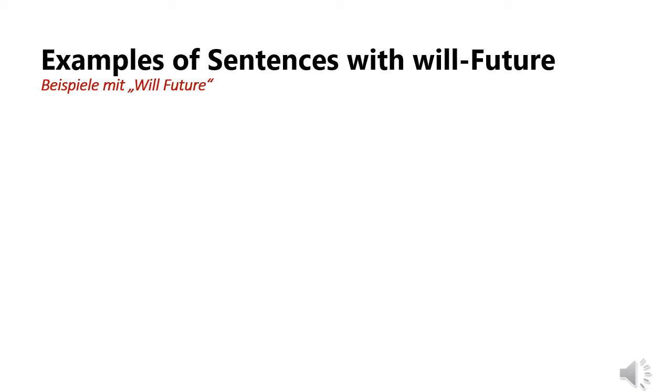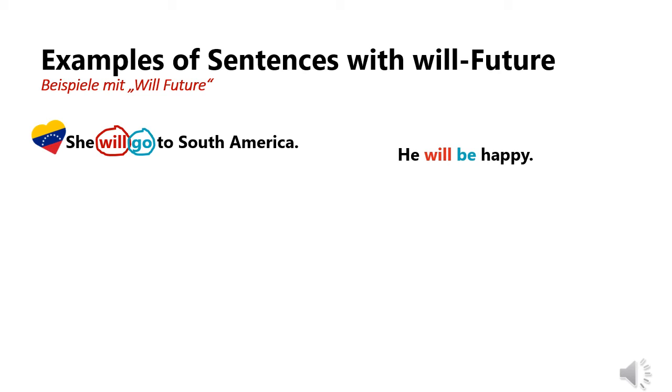After seeing and listening to all the explanations, I would like to show you some examples. She will go to South America. Notice the use of the modal will and the verb in infinitive, or its base form. He will be happy. It follows the same rule. Use of modal will and verb in infinitive. Here we have another sentence.